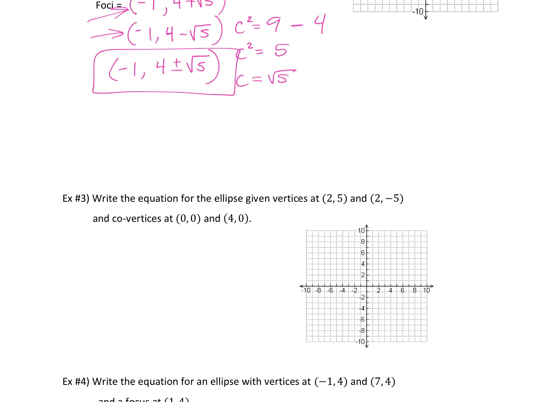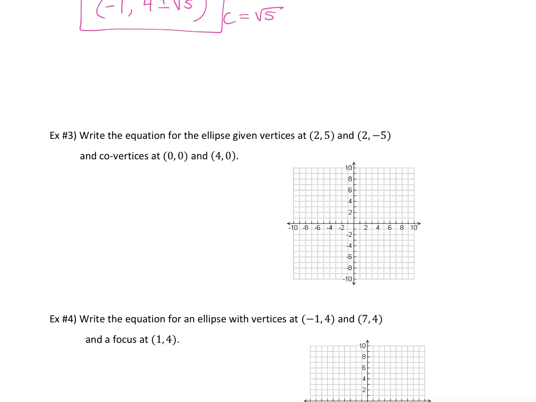Okay. Getting this figured out? 2 more. I'm going to do the first one with you because these ones are a little bit different again. And then I'll have you try number 4 on your own.